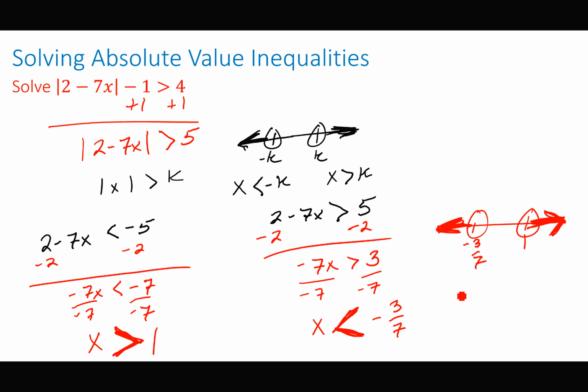Interval notation tells me I can write it as negative infinity to -3/7 with parentheses around each, and then 1 to infinity. I'll say it again. Know this number line in terms of x and k. Write that out, and then you won't get messed up.